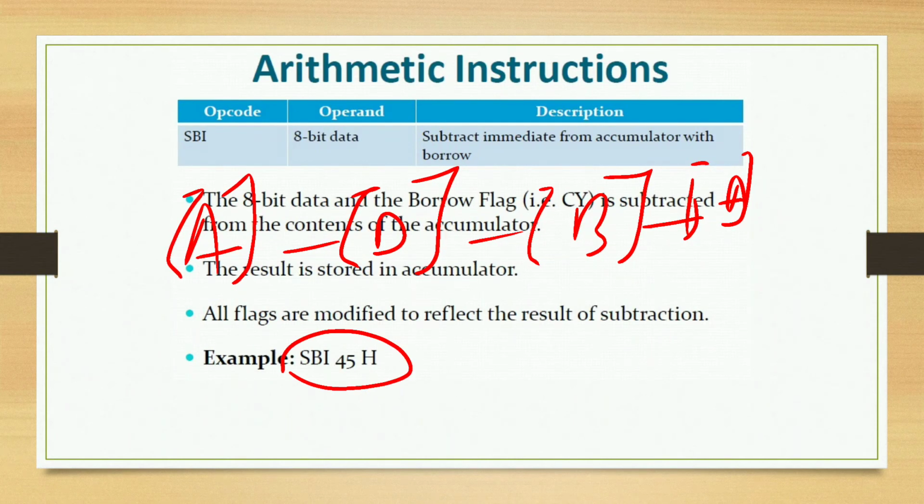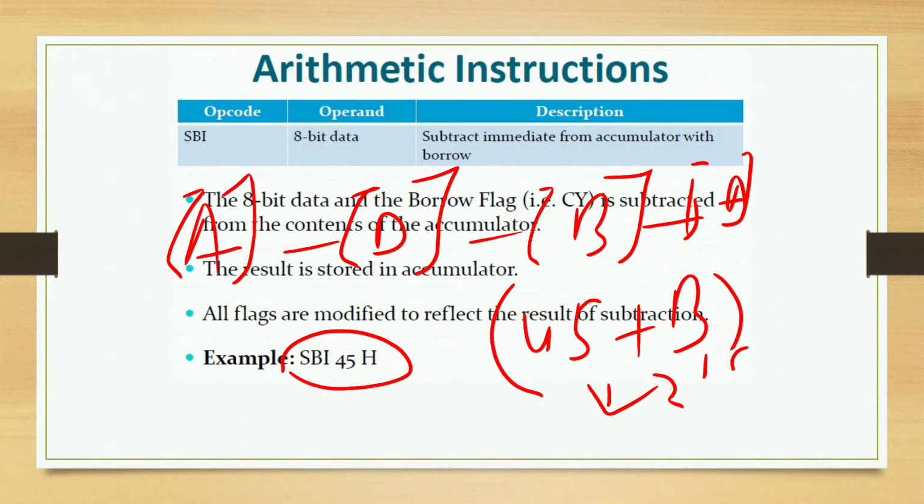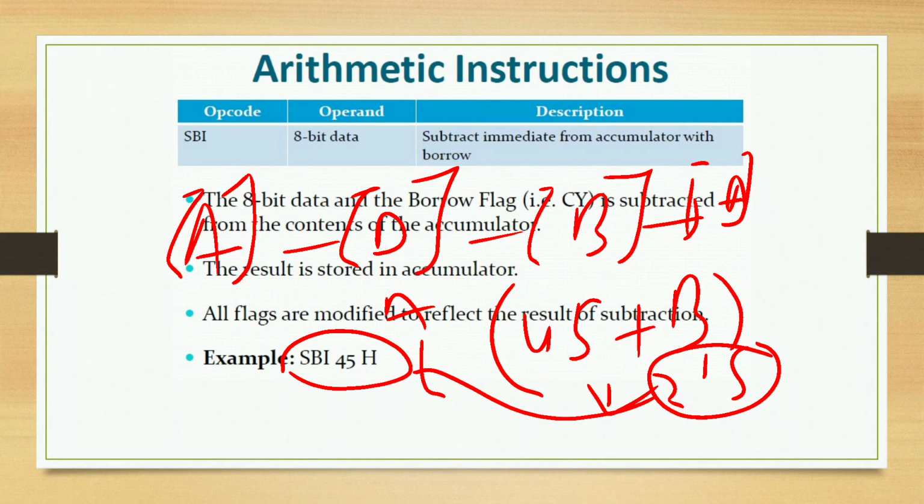Consider an example, SBI 45H. The 45H plus the content of register B is subtracted from the accumulator and the result is stored in accumulator, meaning A minus 45 plus B, and the result is stored in accumulator.